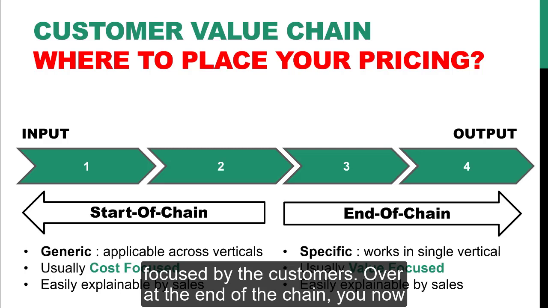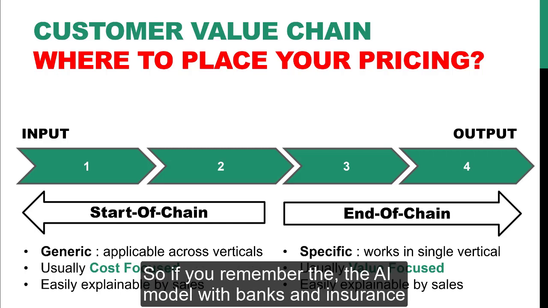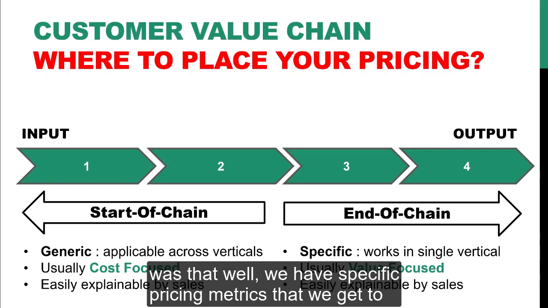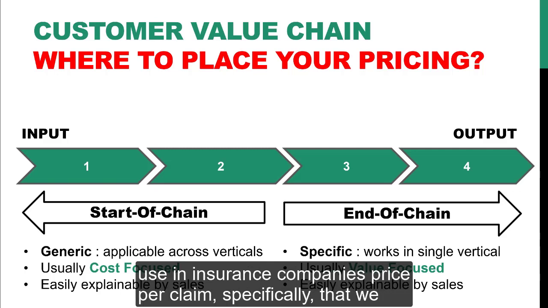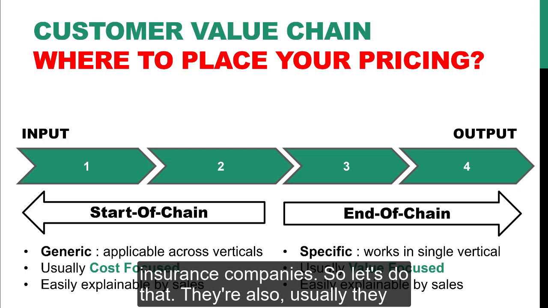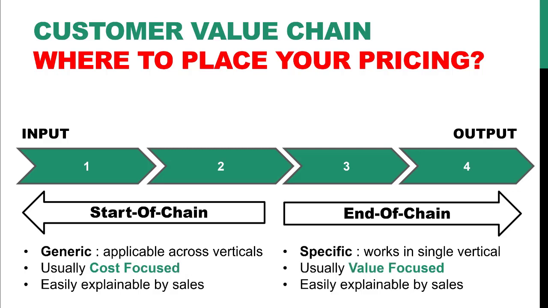Over at the end of the chain, you now get the ability to work more into specific single verticals. So if you remember the AI model with banks and insurance companies, one of the reasons we distinguished between that fence was that we have specific pricing metrics that we get to use in insurance companies, price per claim specifically, that we can't use in banks, but would make a lot of sense in the insurance companies. So let's do that there. Also, usually they are seen as more value-focused, output-focused by the customer.